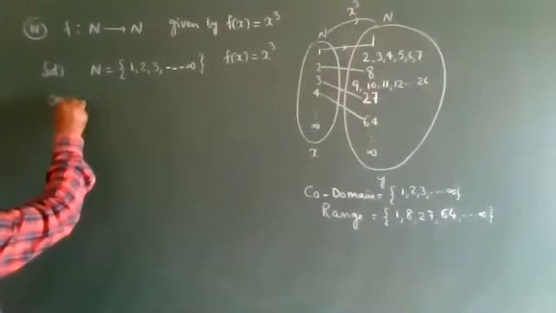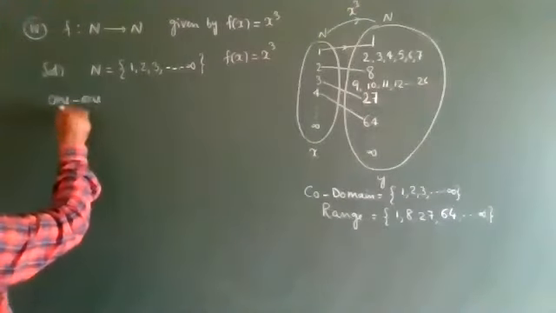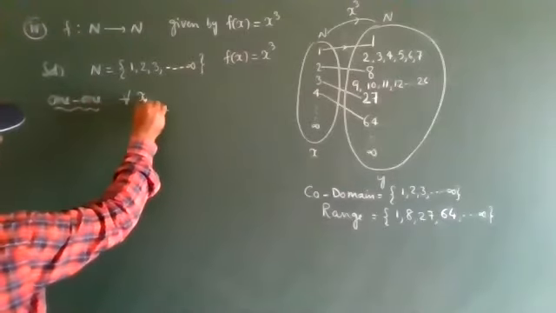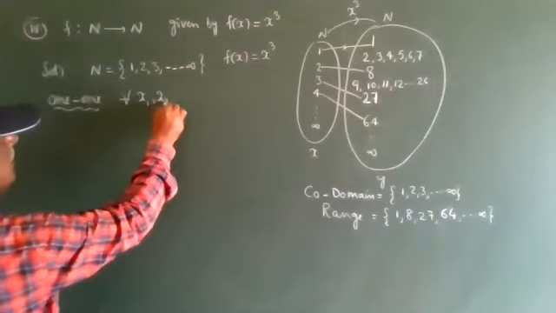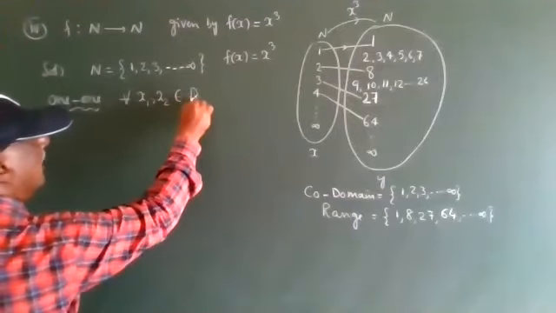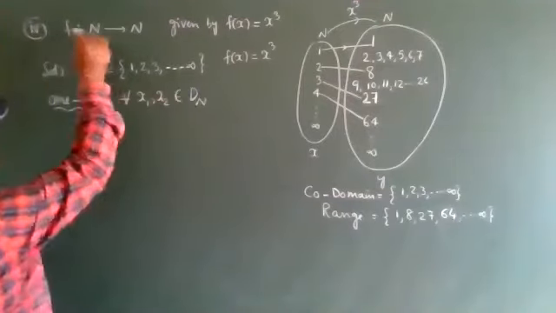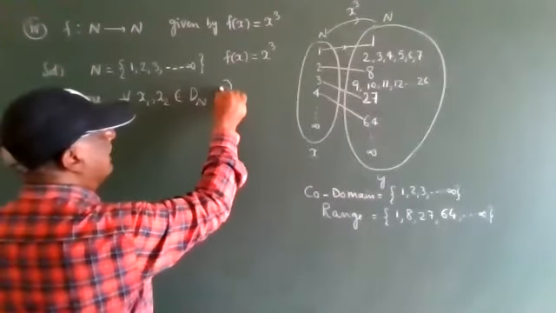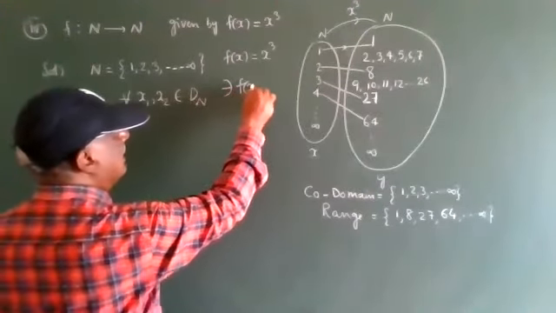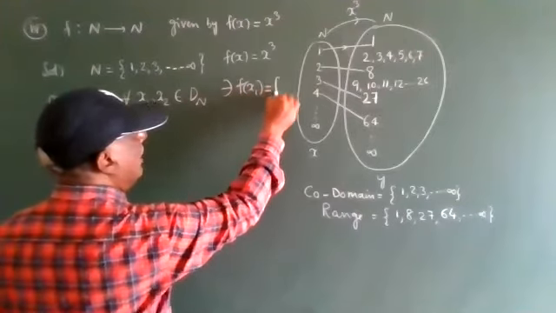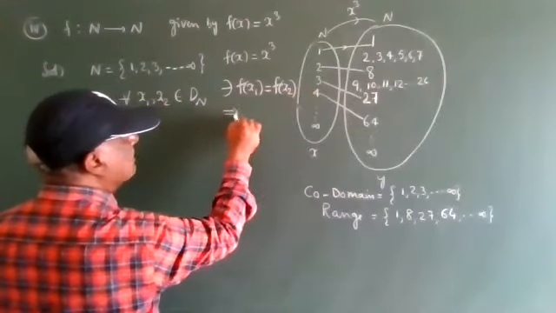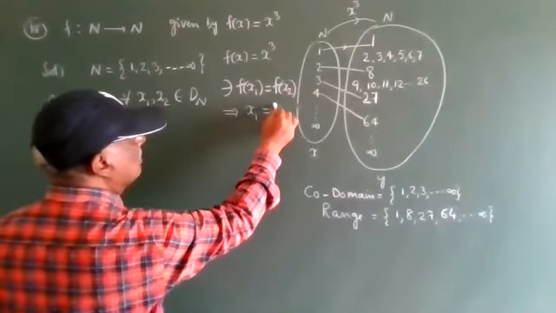Simply we can write out one-one. Now see the one-one function. A function is one-one if for all two elements x1, x2 belonging to the domain, natural numbers, such that f of x1 is equal to f of x2, we have to prove that x1 is equal to x2.